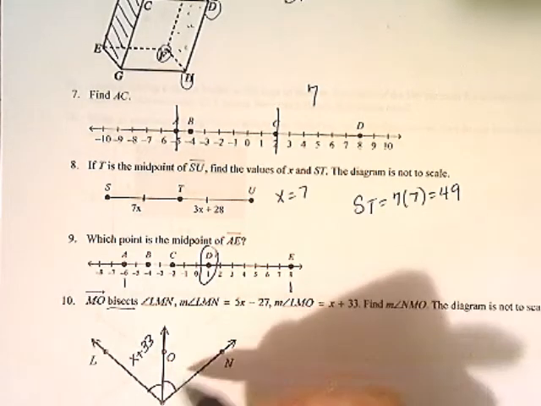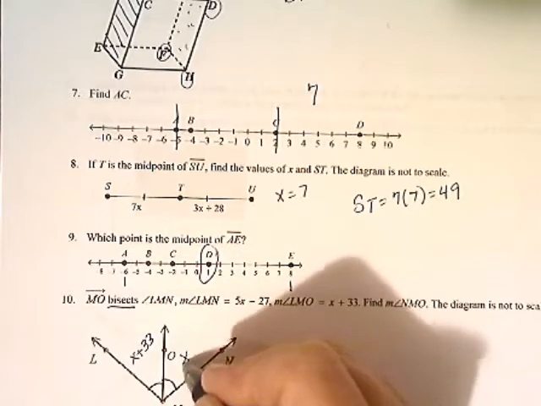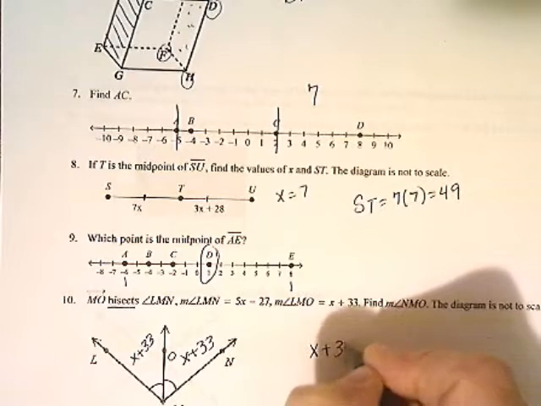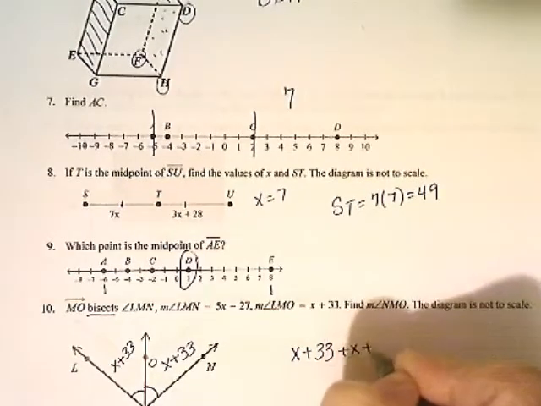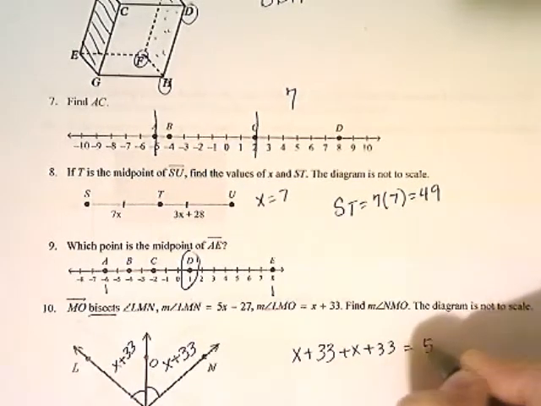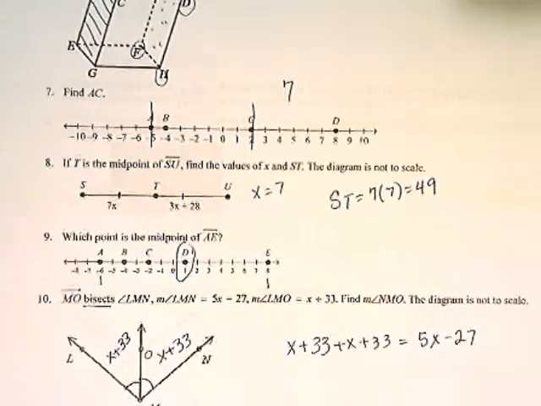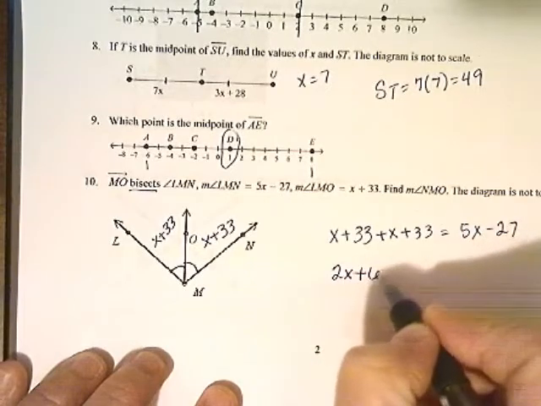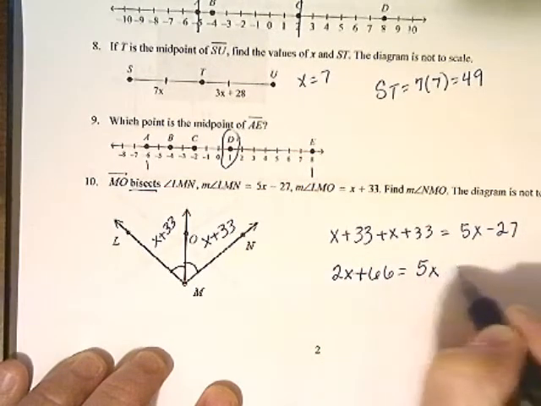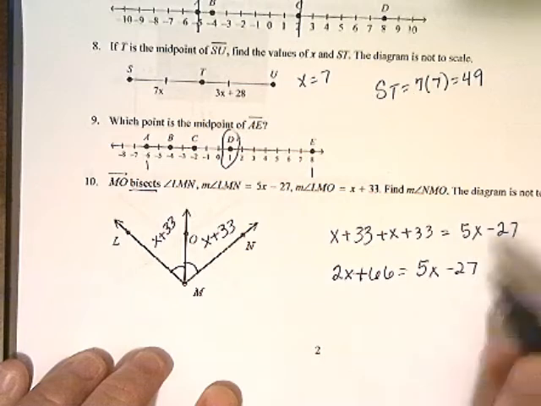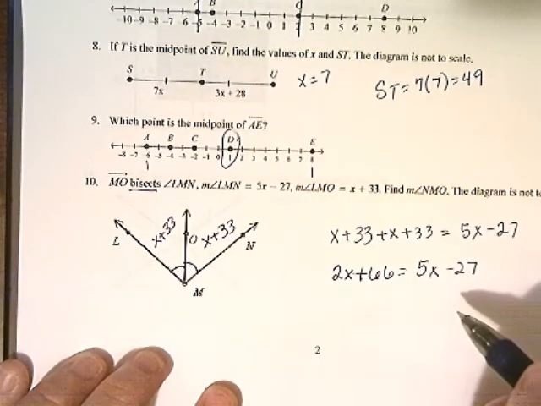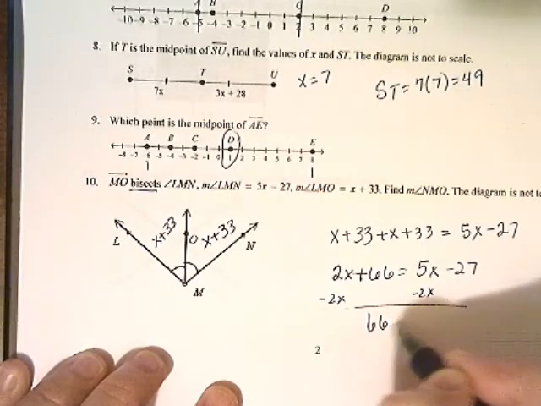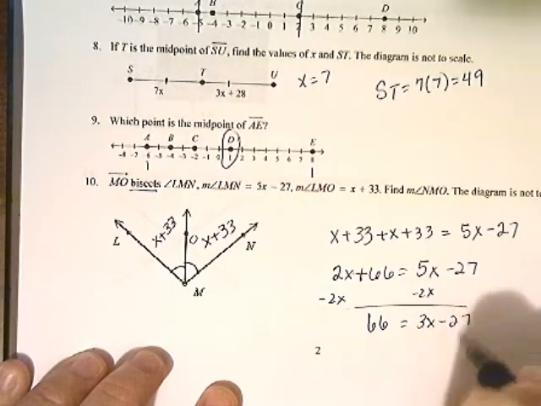Well, they tell you these two angles are congruent. So this one must also be x plus 33. So x plus 33 plus x plus 33 is equal to 5x minus 27. Then we just do the algebra. 2x plus 66 equals 5x minus 27. I think we're going to subtract 2x from both sides. 66 equals 3x minus 27.